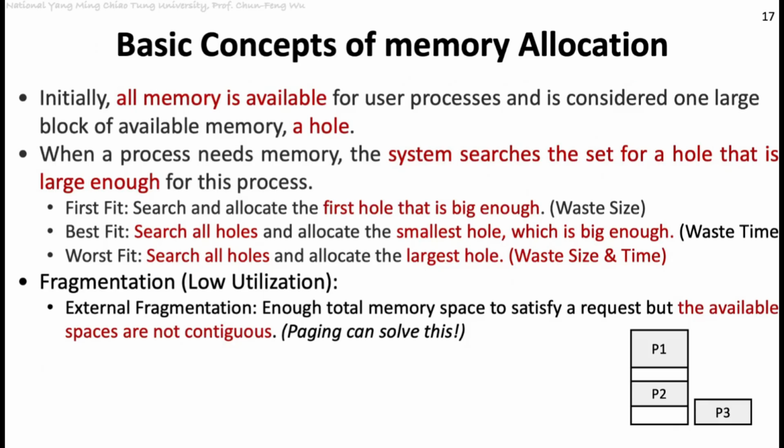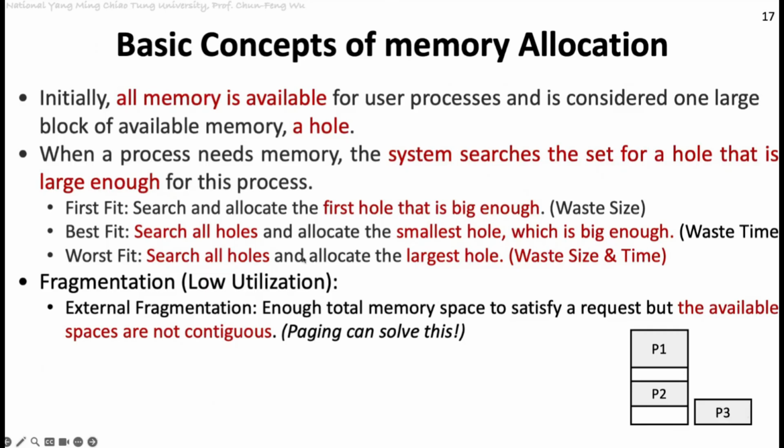External fragmentation means you have enough total memory space to satisfy a request, but the available spaces are not contiguous. For example, process one takes this slice, process two has this size, and then we have the third process, and maybe it only needs this size. The summation of the white part can fit P3, but because we don't have contiguous space, P3 cannot get the space. So this is called external fragmentation.